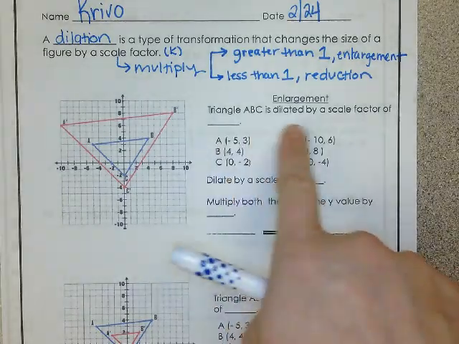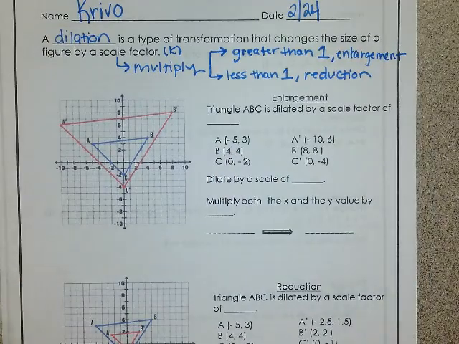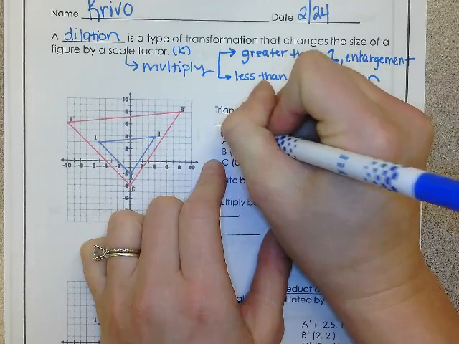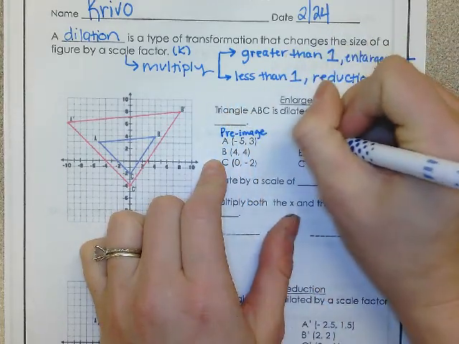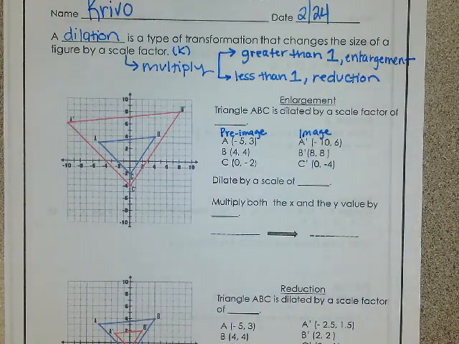Alright, so a triangle is dilated by a scale factor of, let's look. So if I'm multiplying, remember multiplying, these are my pre-image points, and these are my image. So what points are first, my pre-image or my image? Your pre-image, okay? So let's just look at 3. How do I get from 3 to 6? Remember, we're multiplying. Times 2, right?